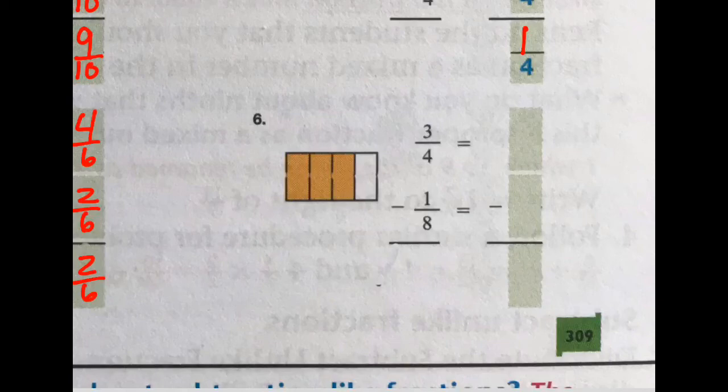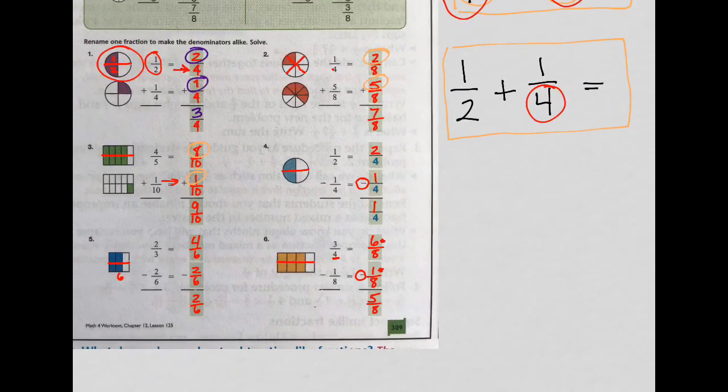Step 1, look at the denominators. 8 is the greater denominator. 1/8 will stay the same because it already has 8 as a denominator. Now we need to convert this 4th into 8 pieces. So we will partition it in half. Now there's 8 pieces. How many are colored? 6. Be careful of the sign. 6 minus 1 is 5. 5/8 is the answer. And that's it.